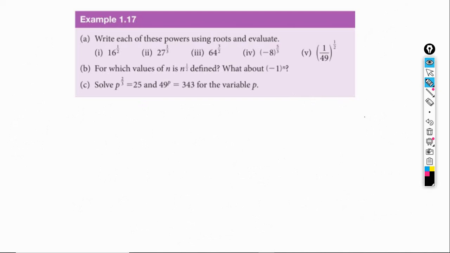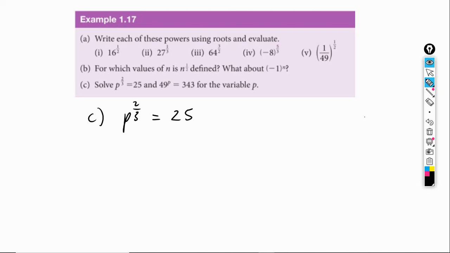Okay, so for part C, they're saying solve. And the first one they want us to solve is p to the power of 2/3 equals 25. Okay, so how to solve these exponent problems? There are many different ways to solve them. I'm trying to do it in the simplest possible way in order to not cause any confusion.